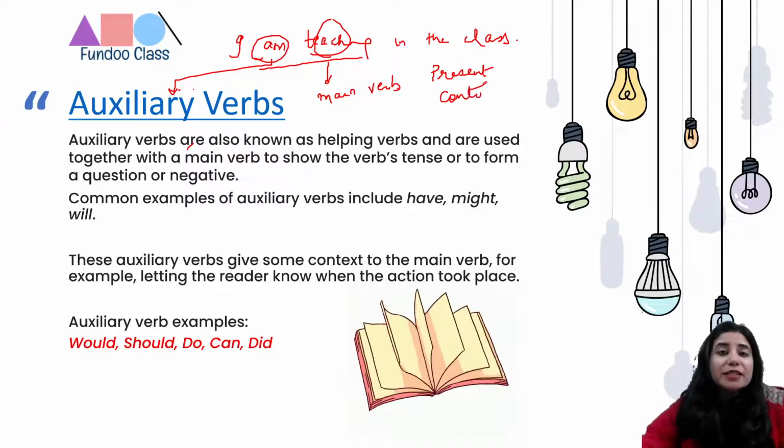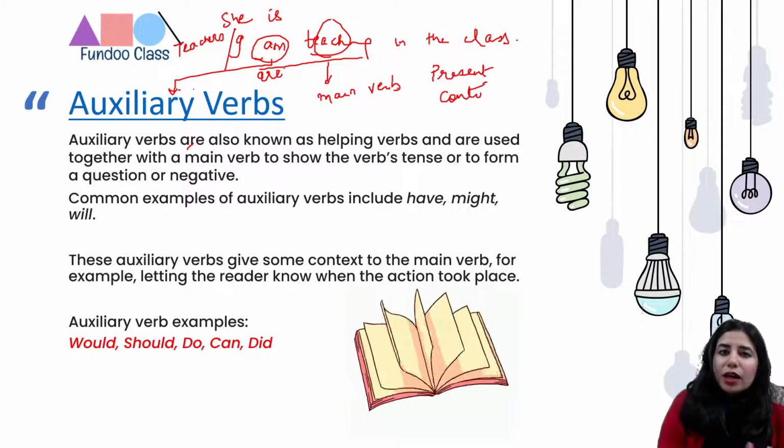So where do we use the present continuous tense? Present continuous tense is used to talk about actions that are happening at the time of speaking, right? So if instead of I, you had used she, then the auxiliary verb would have been is. She is teaching in the class. And if we had used a plural subject like teachers, then the auxiliary verb would have been are, right? So the auxiliary verbs vary depending on the agreement of the verb with the subject. So it helps us agree the subject and the verb.